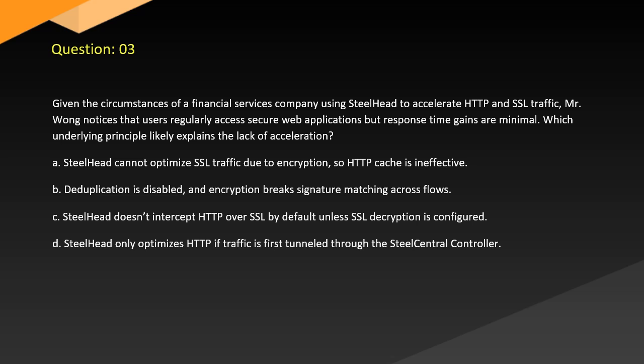A. Steelhead cannot optimize SSL traffic due to encryption. HTTP cache is ineffective. B. Deduplication is disabled and encryption breaks signature matching across flows. C. Steelhead doesn't intercept HTTP over SSL by default unless SSL decryption is configured. D. Steelhead only optimizes HTTP if traffic is first tunneled through the SteelCentral Controller.